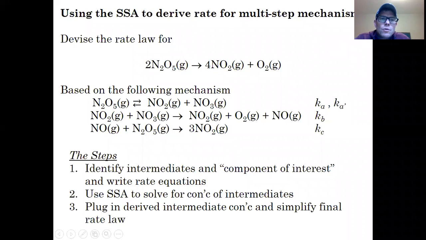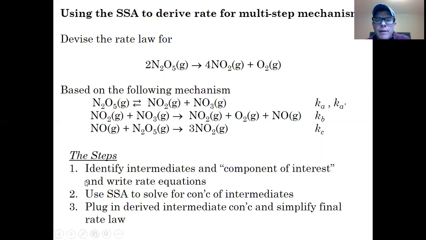Okay, we're talking about using the steady state approximation to derive rate laws for multi-step mechanisms. And in this video, I'm going to work through a specific problem. The problem is here. We're asked to devise a rate law for this reaction, N2O5 breaking down and forming NO2 and oxygen gas. Here's the mechanism. And these are the three steps that I identified in the previous video.